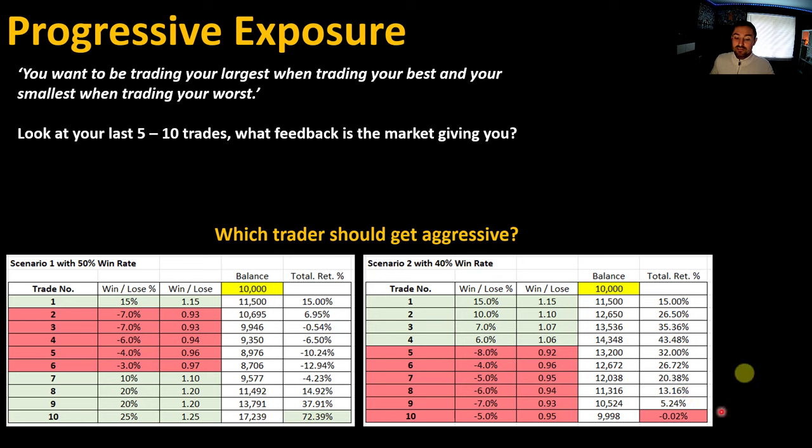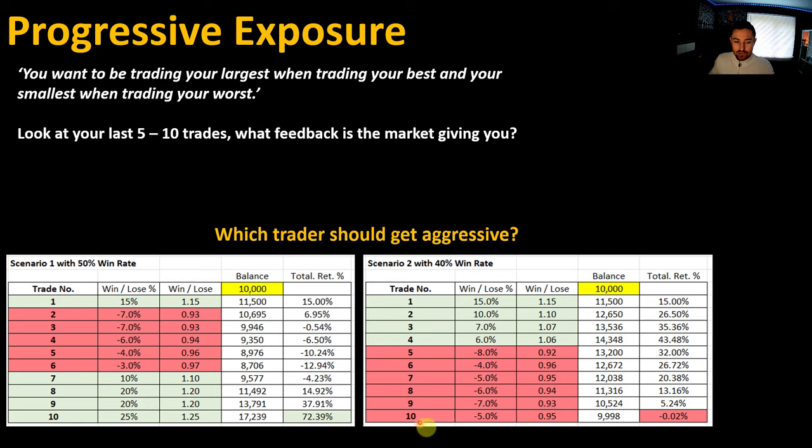They are pretty much flat over the last 10 trades. Which trader should get aggressive? Do you see how easy this concept is? If you track and analyze your results like this, you can visually look, have a rolling string of your last 10 trades or something, and look and go, is the market rewarding my strategy right now? Is this a market that I want to be fully invested in? Because if you're not making money at 50% invested, what is the point of going to 100% invested?